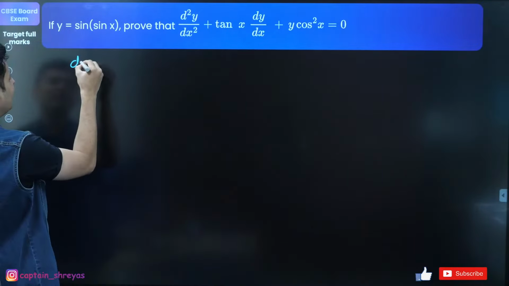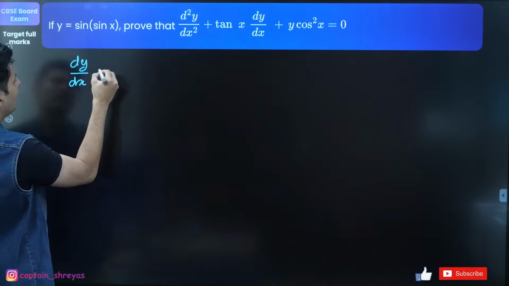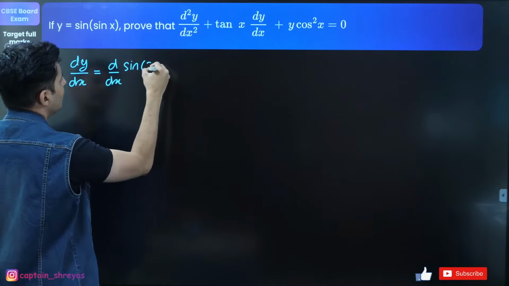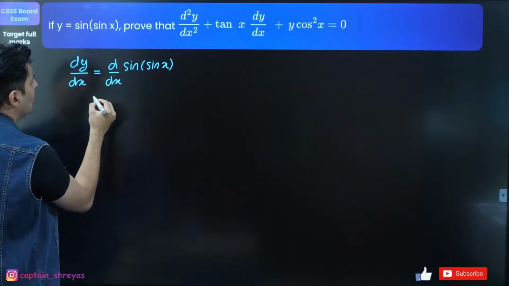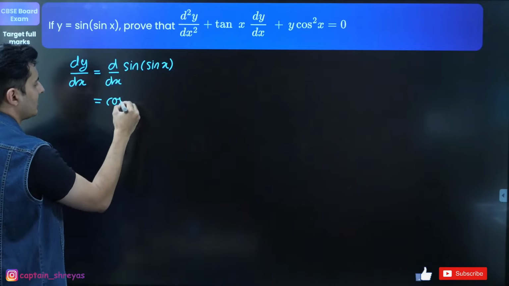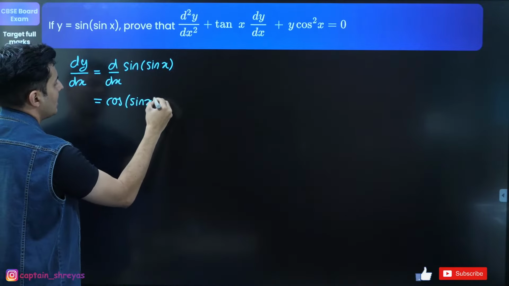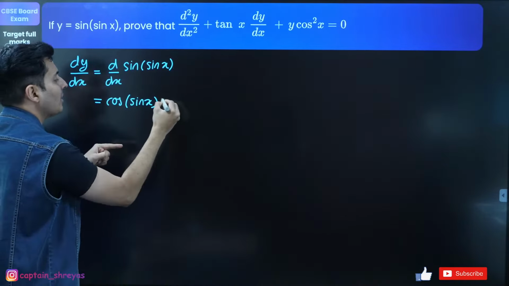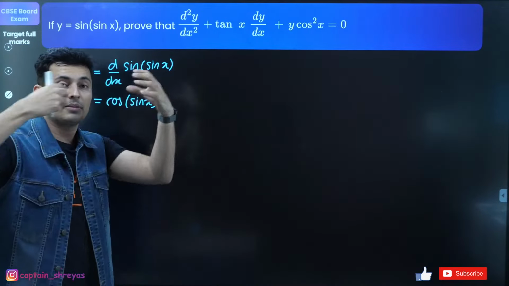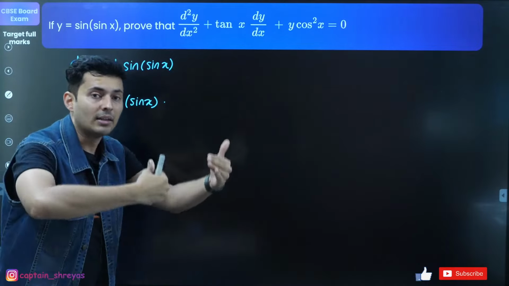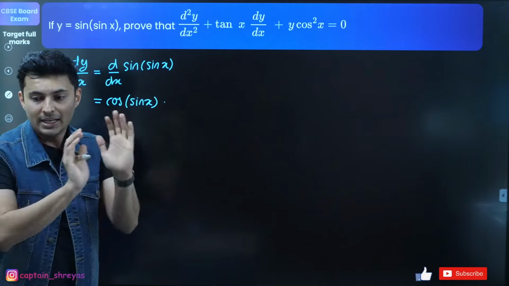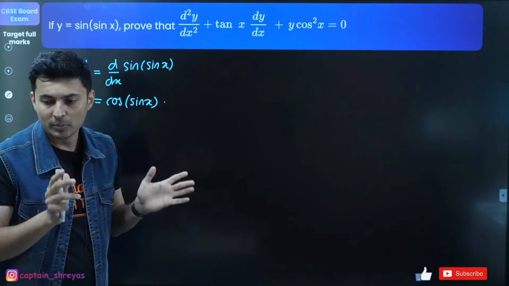Okay. So what is dy by dx? dy by dx will be the derivative of sine of sine x. So basically it will become, derivative of sine is basically cos. So cos of sine of x into derivative of inside term. Everybody understands this? Function of a function. First the outer function's derivative, then the inner function's derivative. Everything gets multiplied. That is the logic. Yep, I hope this is clear.